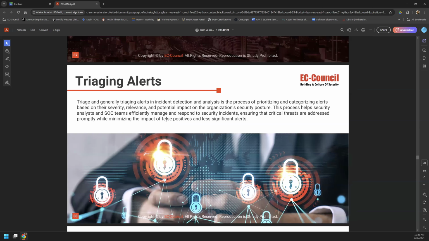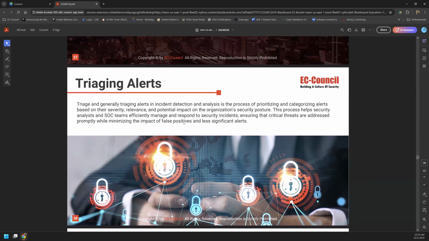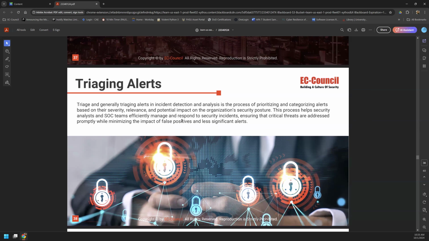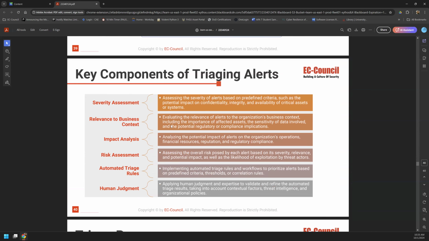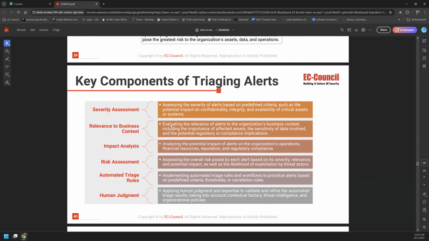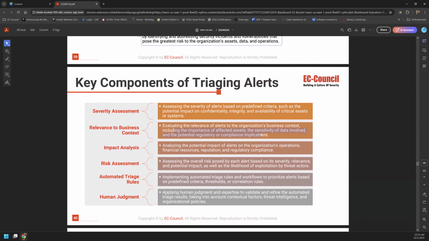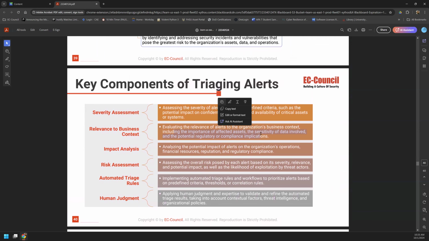So triaging alerts as they come through. This process is going to help you efficiently manage and respond to those incidents, ensuring that the critical threats are assessed promptly and minimizing the impact of those false positives with less significant alerts. So basically it boils down to prioritization, being able to determine the relevance to your business impact. In other words, if you got an IOC that shows up on your dashboard that has really no relevance to your company, but it is an IOC, you may want to notate it in your mind, but you need to determine that that isn't really relevant to our type of network.